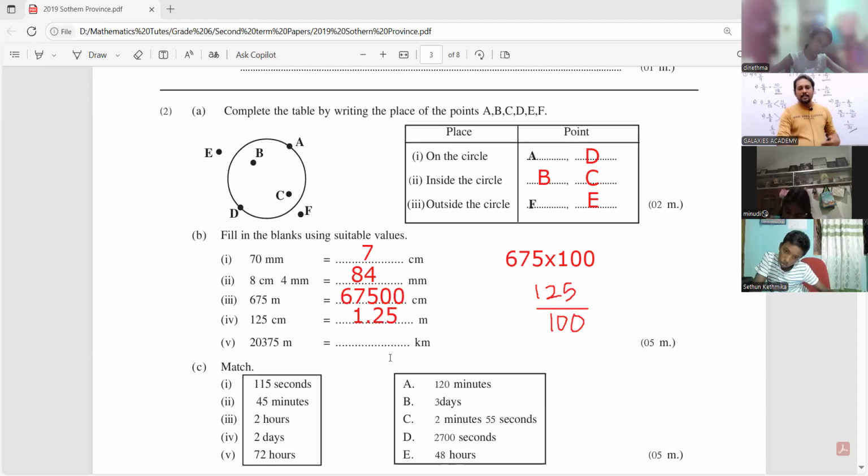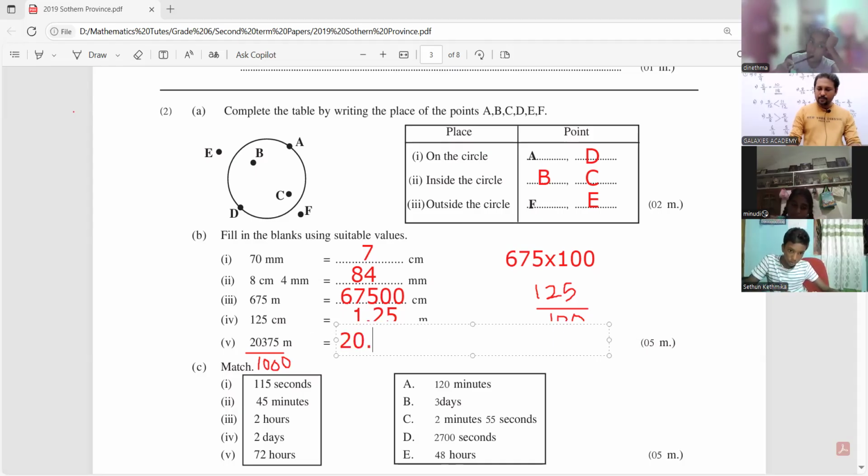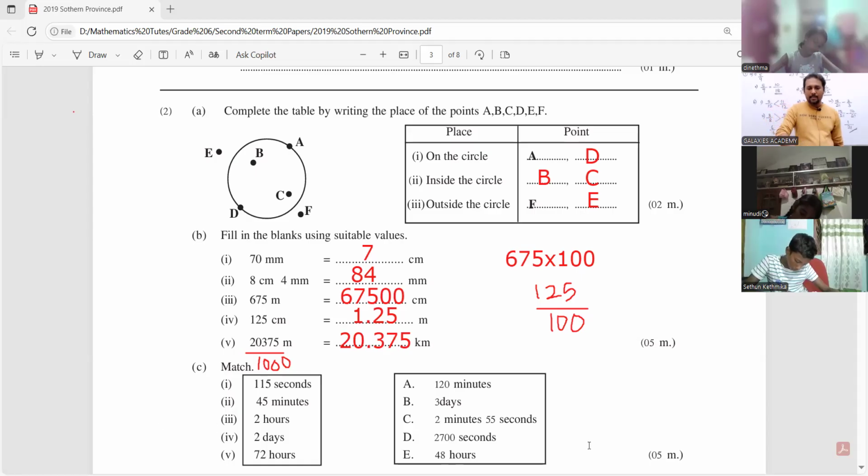Next one, meters convert into kilometers. So this value you have to divide by 1000. When you divide by 1000, what you have to do? You have to keep 3 decimal places. So the answer: 20.375. 20.375 kilometers.